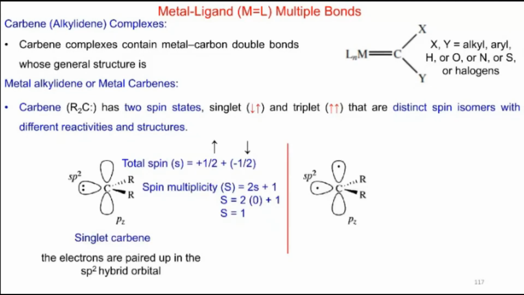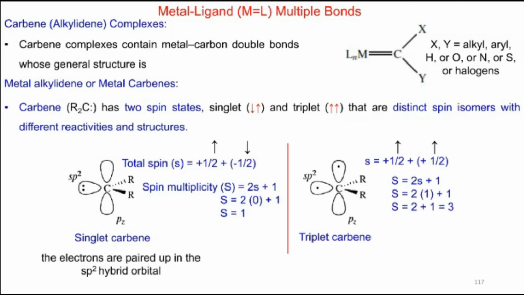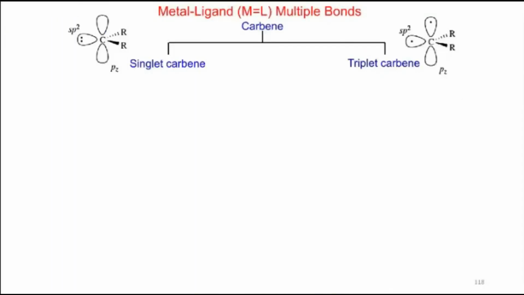In triplet carbene, one electron will be present in each of the orbitals, px and py, and that is called the triplet carbene. So we have a singlet carbene and a triplet carbene. Singlet carbene and triplet carbene react differently with the metal center to produce the required carbene complexes.